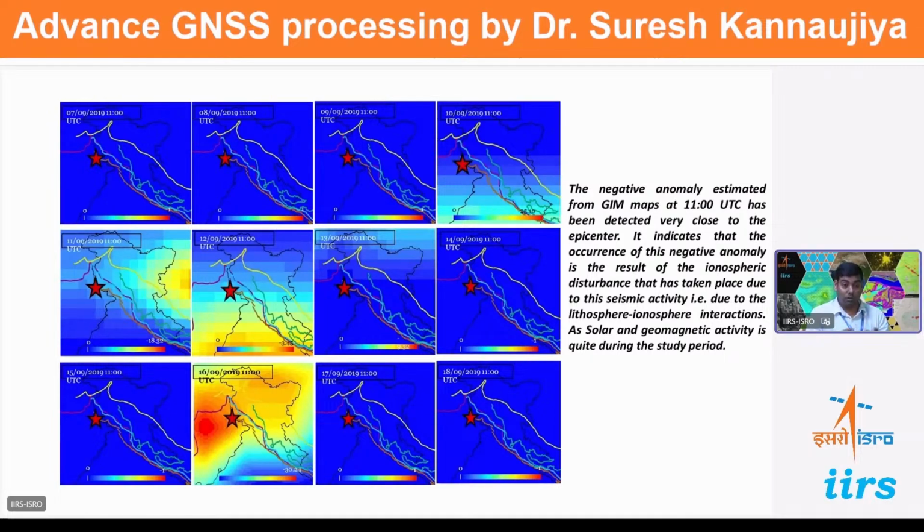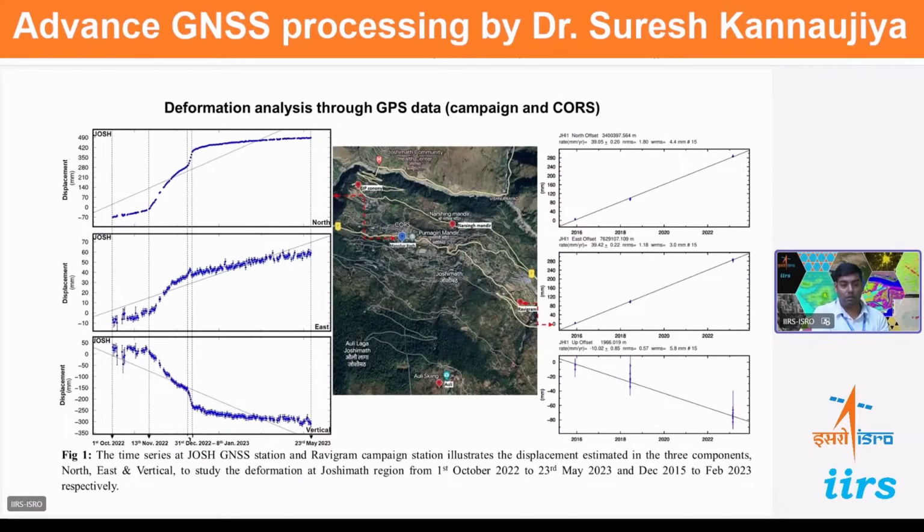But as I told you, this data requires more and more study, because this TEC variation is not only contributed by the seismic activity, but also by the solar and geomagnetic activity, and some more physical phenomena are taking place. So we need to decompose it, then we can constrain it, and then we can use it for the earthquake hazard study.